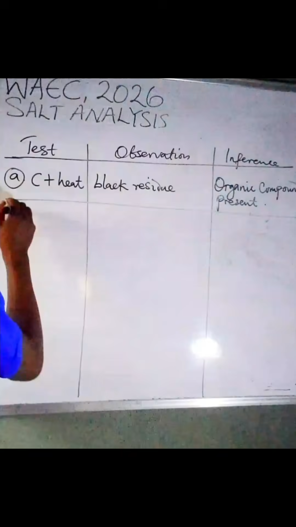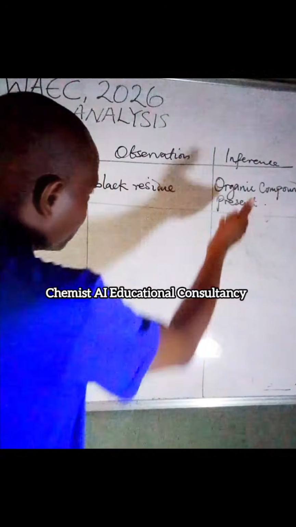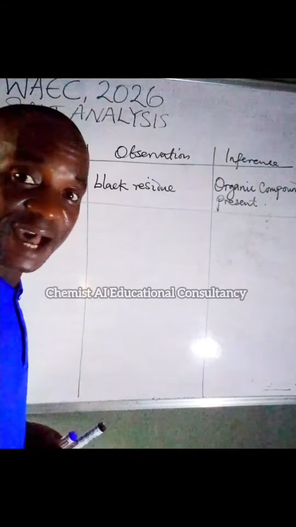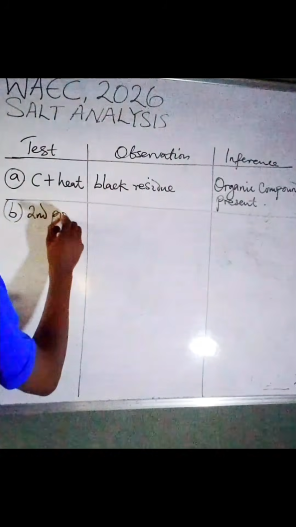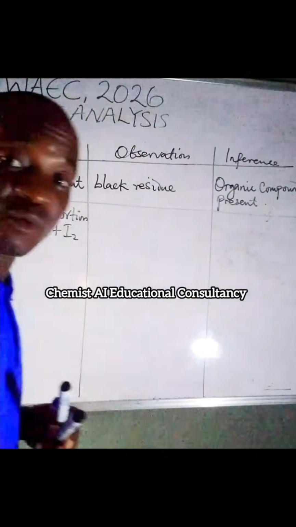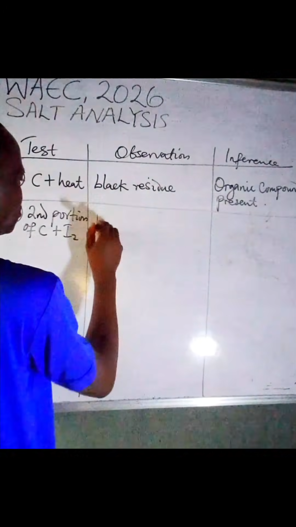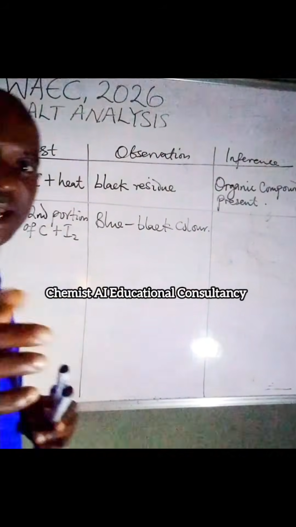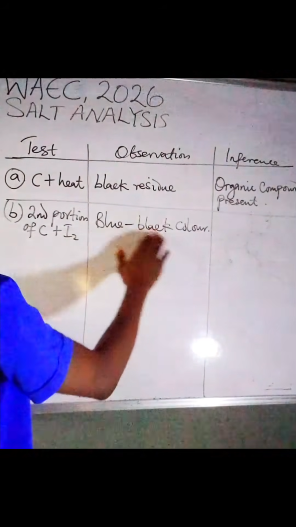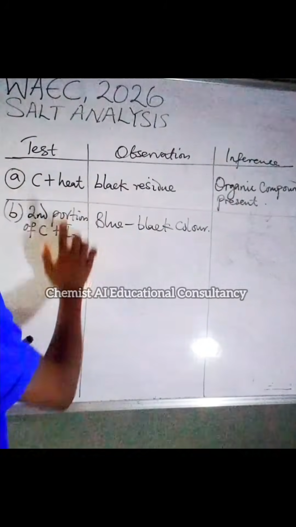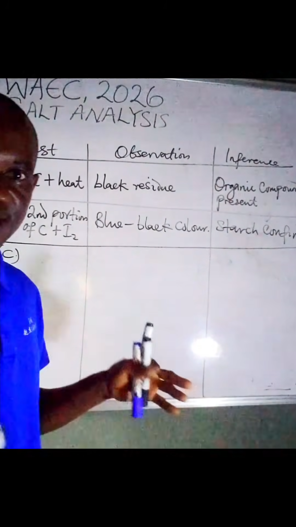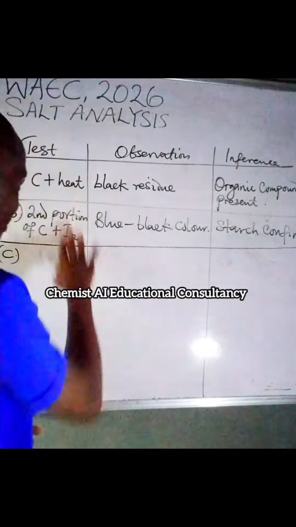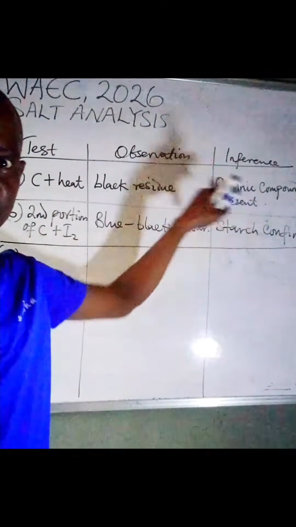Draw your line. Second question, they want you to confirm if this is actually an organic compound by asking you to add iodine solution to the second portion. So you can say second portion plus iodine solution. And once iodine solution goes there, you have blue-black color. And under inference, what turns blue-black when it comes in contact with iodine is starch. Confirmed. So we are through with discovering that the sample contains an organic compound which is starch.